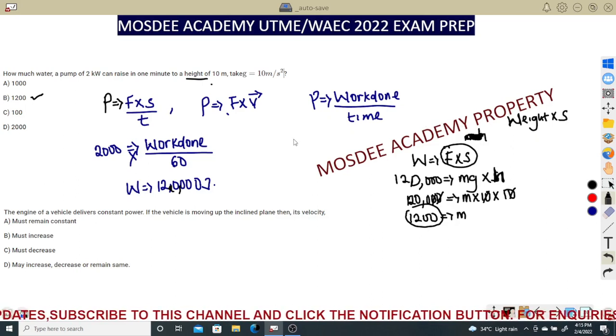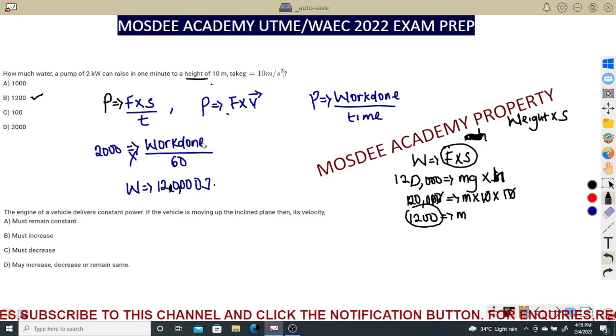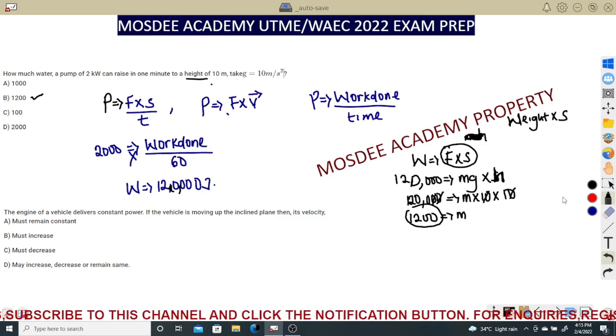So this is the way you do power when it is what we call work done over time. Power can be work done over time, and power can be force times velocity. Like I said, average power and instantaneous power. Those are the two types of power you have. For more understanding on this concept, you can watch the concept video on work, energy and power on the channel.